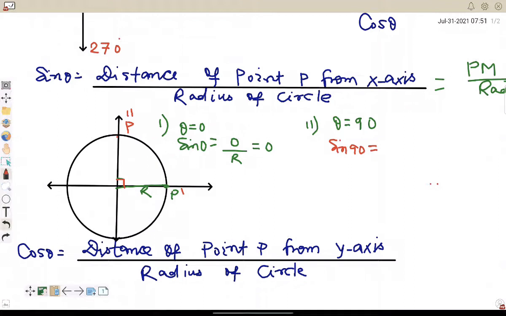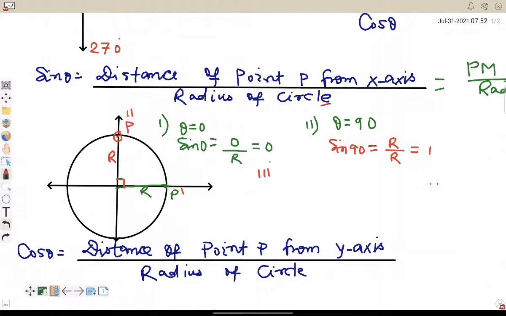What is the distance of point P from the x-axis? We are interested to find the perpendicular distance only. So this complete distance is equal to R, because this one is equal to the radius. We can write radius R divided by, what is the radius of the circle? Radius R. So R upon R is equal to 1. That's why we can take the value of sine 90 is equal to 1.